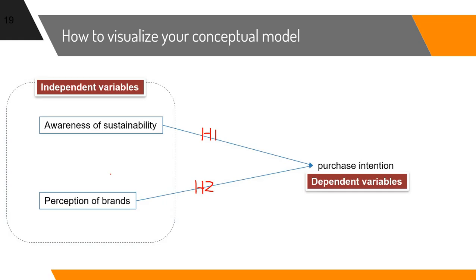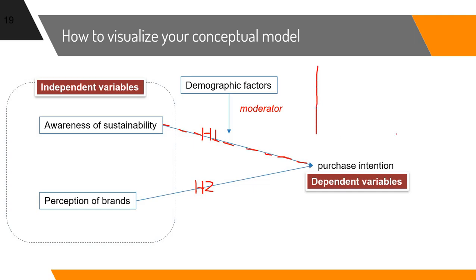And besides that, I can also introduce the demographic factors as moderator. And the moderator means in the future, suppose we find H1 is not a significant relationship, so awareness of sustainability is not significantly related with purchase intention, we can use gender as the moderator or age group. And perhaps we will find, for example, like this.